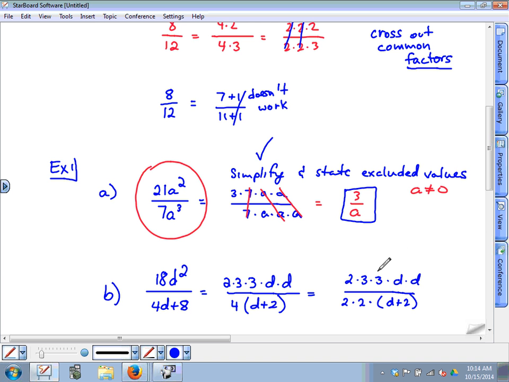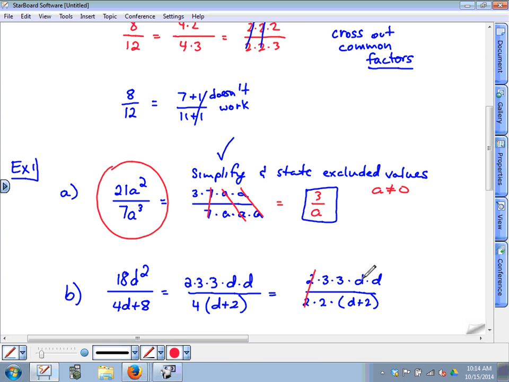Now we can start crossing out common factors. Is there anything in common? The 2's here. So you can cross out those 2's. What about this d and this d right here? No, you cannot cross out part of a factor, only the entire factor. So that's all we can do. The answer is going to be 9d squared over 2 times d plus 2. That's as far as it goes.